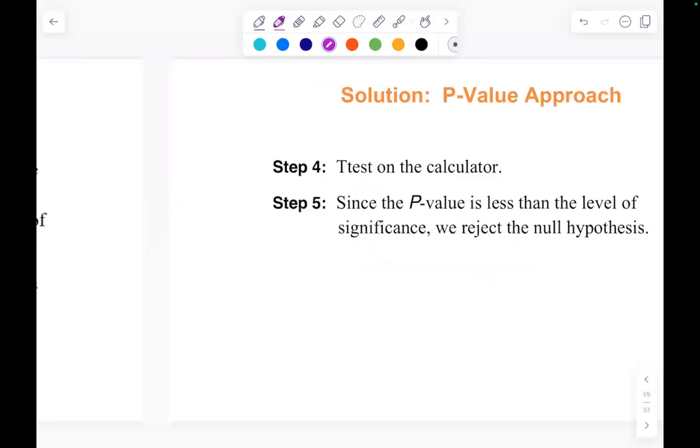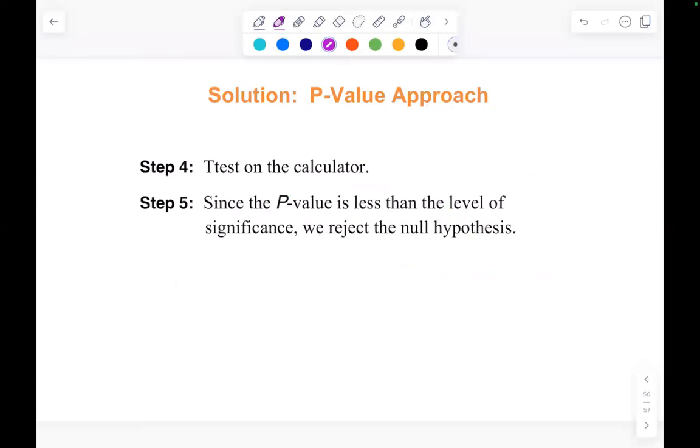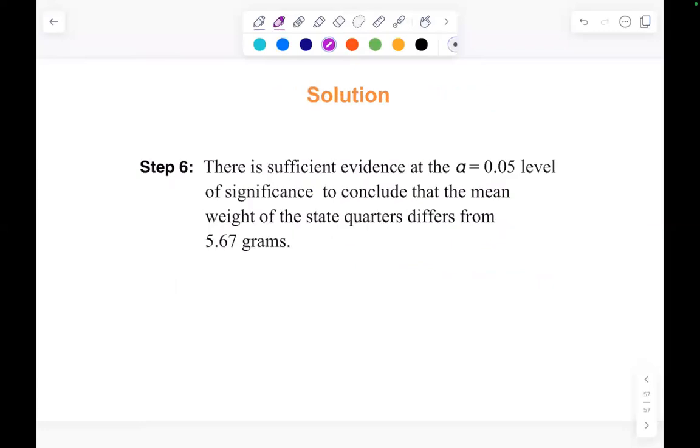Go to the next screen. P-value is less than our alpha, so we reject the null hypothesis. Here is the lovely conclusion that they like to put. This is my last slide. There's sufficient evidence at the alpha equals 0.05 level of significance to conclude that the mean weight of state quarters differs from 5.67 grams.